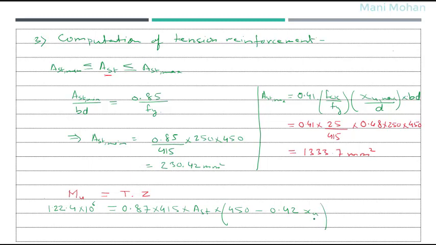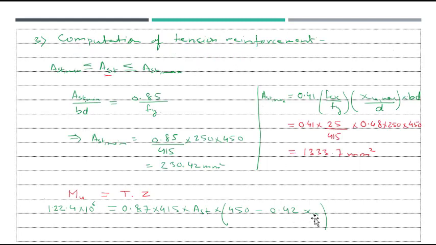So we get Mu equal to 122.4 into 10 to the power of 6 Newton millimeter, equal to the tension force. The tension force is 0.87 into Fy 415 into AST, which we have to compute, into the lever arm. So the lever arm is how much? D is my 450 minus 0.42 XU. Now what about XU? We know XU by D is 0.87 Fy AST divided by 0.36 FCK BD. So the D's cancel, and this is XU. Now I can substitute this XU over here: 0.42 into 0.87 into Fy into AST divided by 0.36 FCK into B.